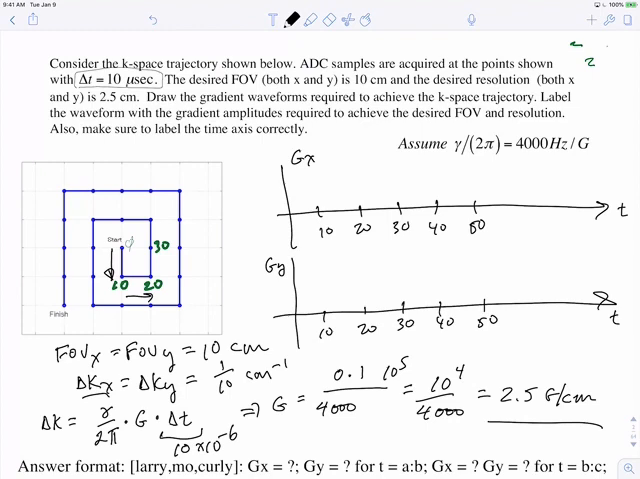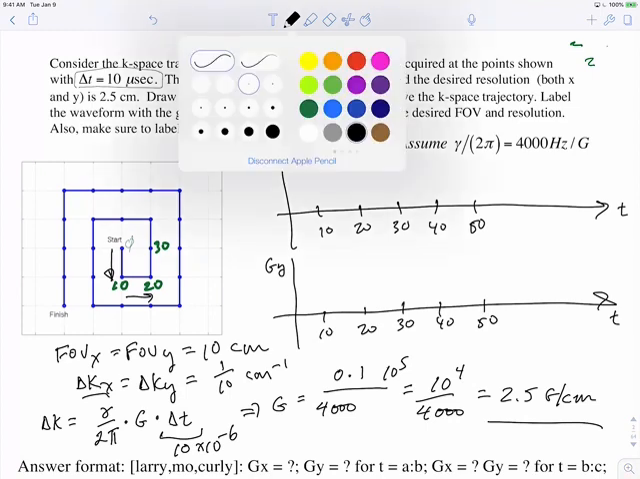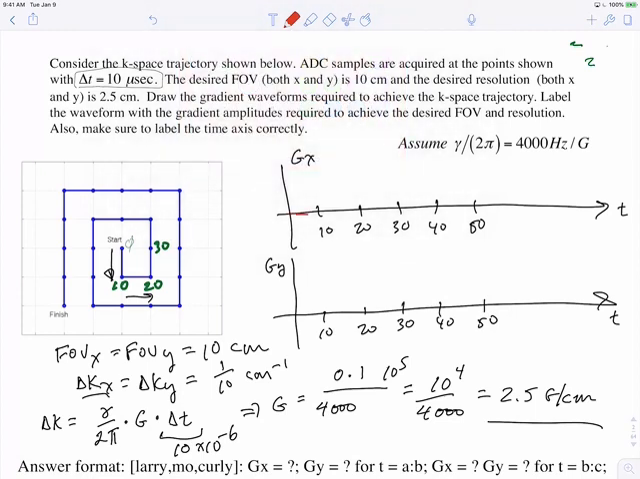So let's look at from 0 to 10. Is the gx gradient on at all? No, so it's just 0 here, right? What's the gy gradient going to be? Yeah, it's minus 2.5. So it's going to be like this, right? Okay. Then what happens between 10 and 20? Is the gy gradient on at all? No, we turn it off because we're not moving in ky anymore. And the gx gradient is going to be what? It's going to be plus 2.5, right? Because we want to move in the positive x direction.